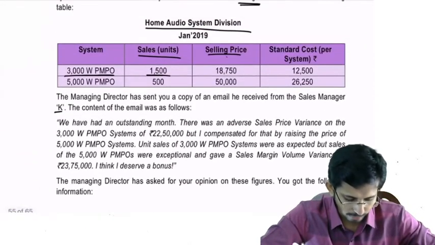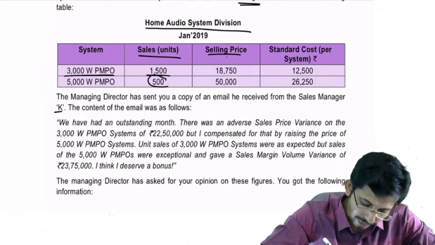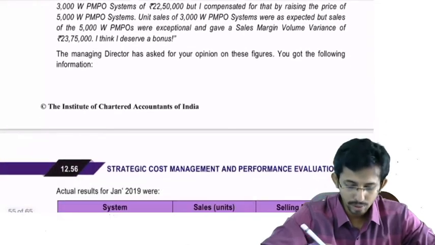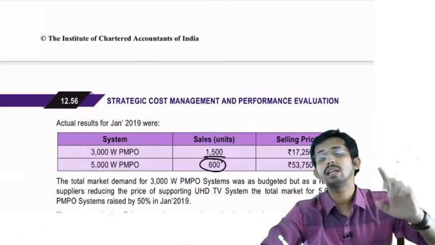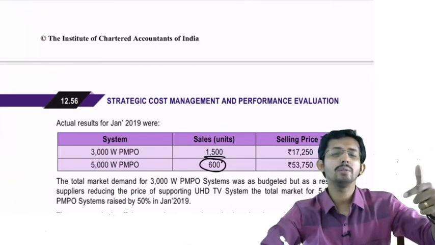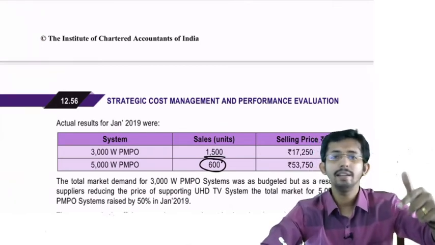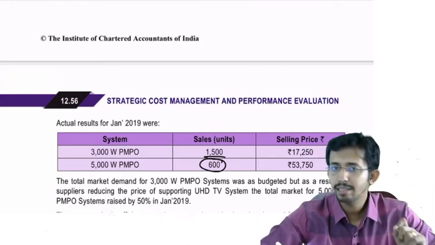And in case of the 5000 watt PMPO, how much did you budget? You budgeted 500. And how much did you get? Actual sales was 600. Yes, that is why he says that he could sell 100 units more. When he sells 100 units more, then he is getting a favorable quantity or volume variance. Is it clear? Volume variance.